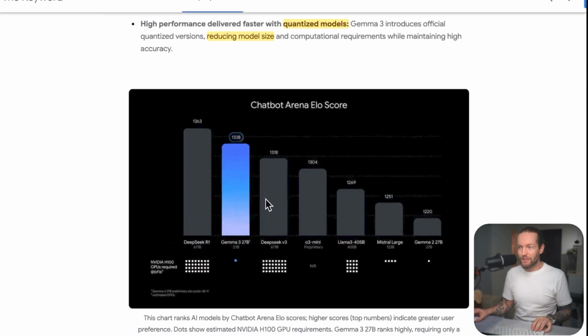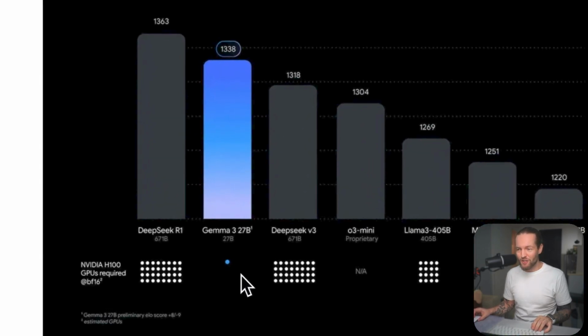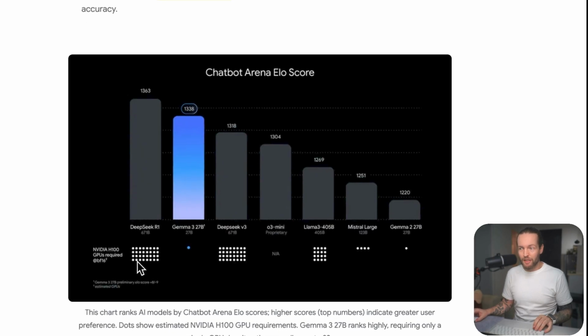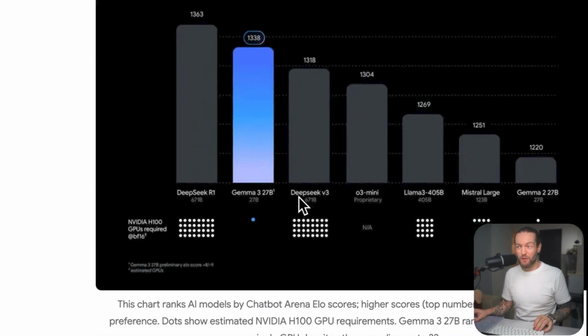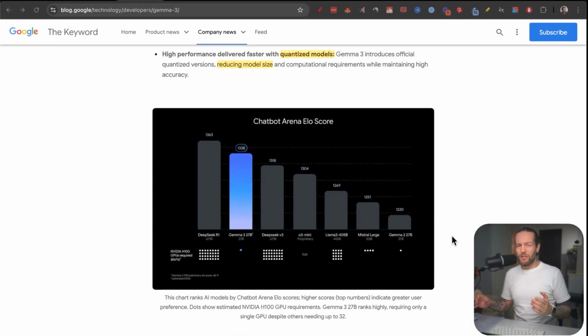As you can see on the chatbot ELO score, not only can you see that it's crushing the competition, but it is only 27 billion parameters big. When you see in comparison, this one dot here is a lot less than all these dots, with the DeepSeek V3 that is 671 and DeepSeek R1, which is 671 billion parameters as well, that many people can't actually run on their computer, which makes it good, but obviously not great.